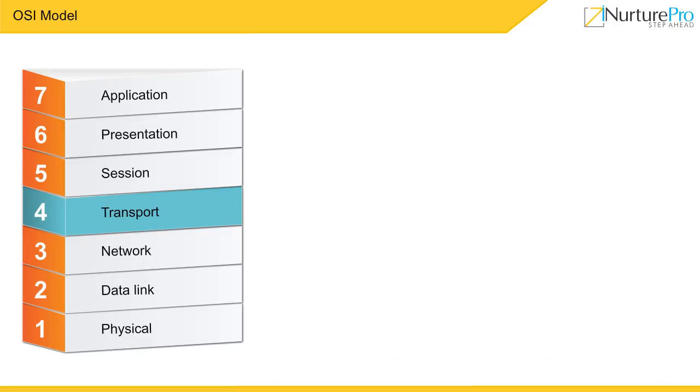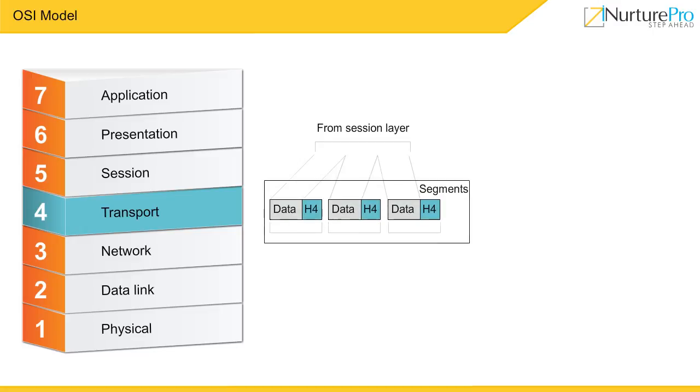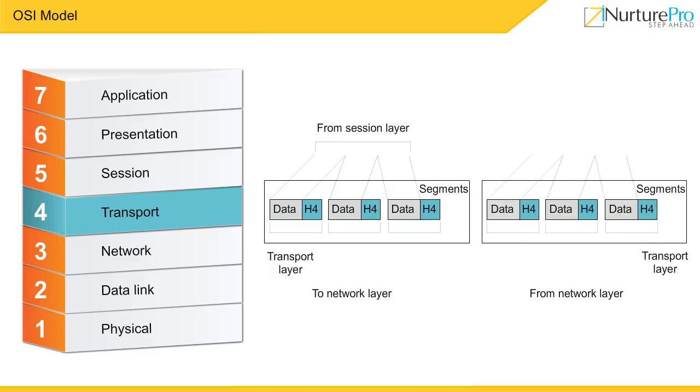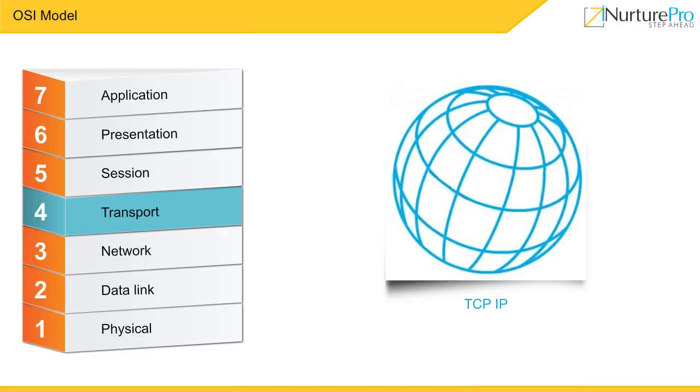The fourth layer of the OSI model is the transport layer, which delivers the data across network connections. It chunks the layer messages from the session layer and delivers them to the destination. Transmission Control Protocol or TCP is an example of a transport layer protocol.